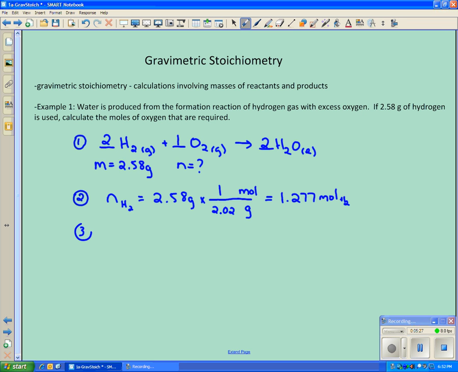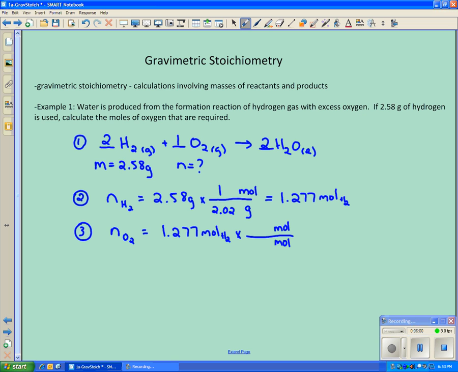Third step says to use the mole ratio to calculate the moles of the substance that you're looking for, the required. So in this case, we require oxygen. So we're going to calculate the moles of O2 using the molar ratio. So starting with the 1.277 moles of hydrogen that we just calculated, we're going to multiply by a mole ratio, and the values for that mole ratio are going to come from the balanced equation.